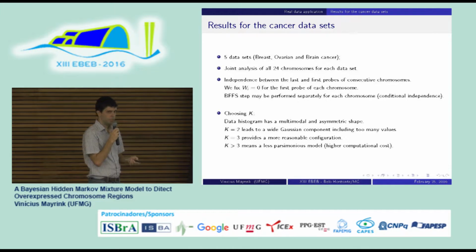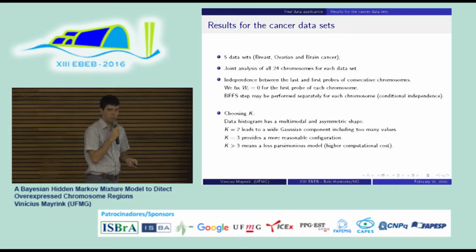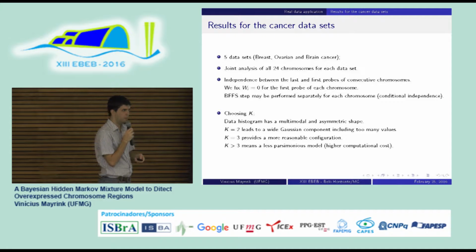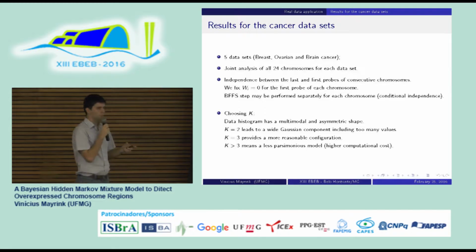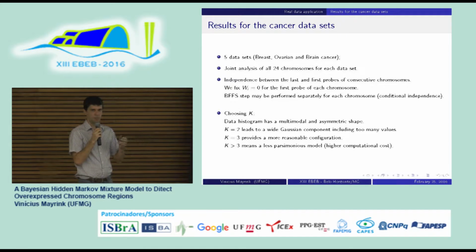So the results for the cancer data. We have 3 data sets: breast, ovarian, and brain. We are using all 24 chromosomes. I say 24 chromosomes because we include X and Y in the analysis. And we fix that the chromosomes are independent from each other. So the first position in each chromosome, we set W to be 0. In other words, there's no dependence between chromosomes.